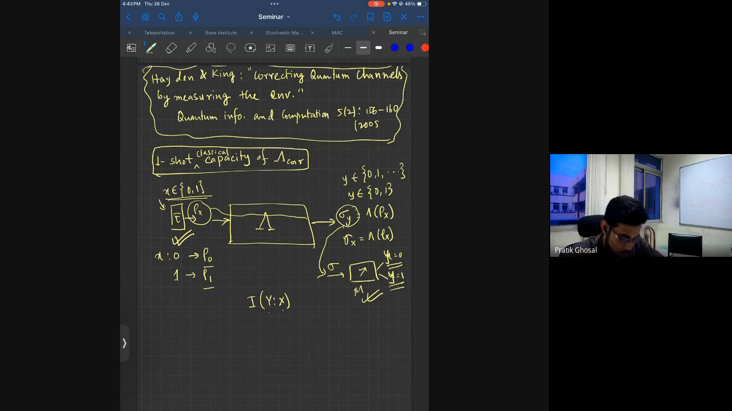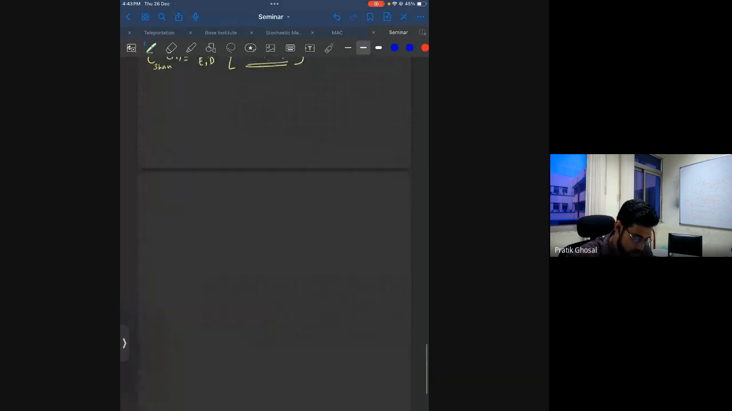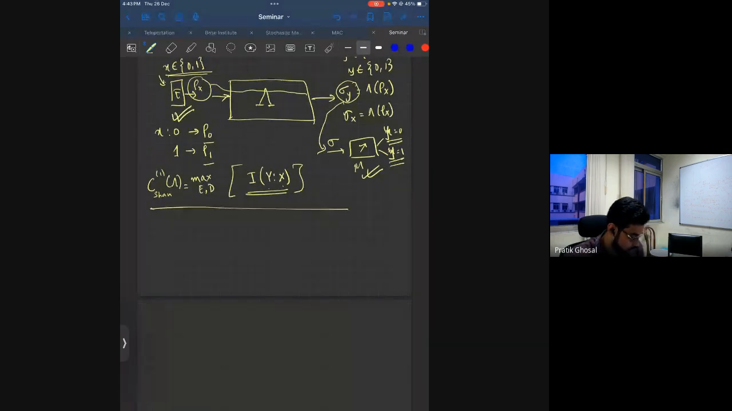So it is not giving you the correct things. For that, you have to optimize over all possible encodings and decodings, and then you maximize this mutual information quantity, and what you get is the single shot channel capacity of the channel lambda. This is how the single shot classical capacity of a channel is defined. Similarly, here we are interested in finding out what should be the single shot capacity of the corrected channel.